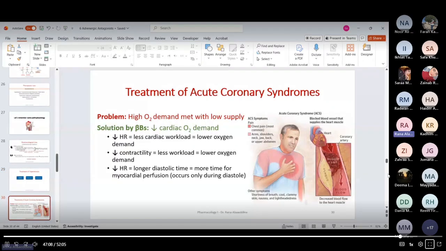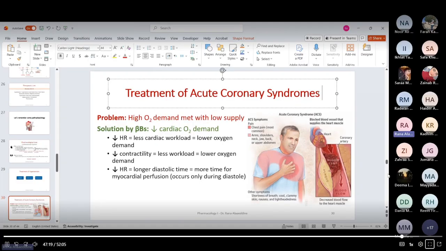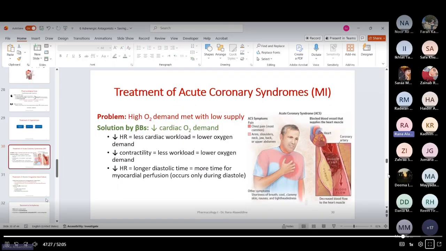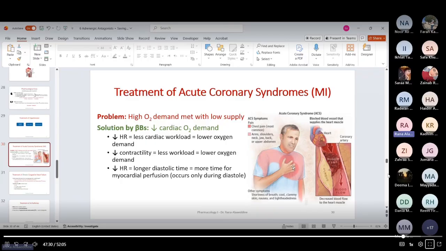Number 2 is treatment of acute coronary syndrome. When I say the word acute coronary syndromes, this is another term for a myocardial infarction, which we talked about earlier. Okay? So, listen, guys. What's happening here in the patient is that the vessels that supply the heart will be blocked. Does any more oxygen reach the heart? No.